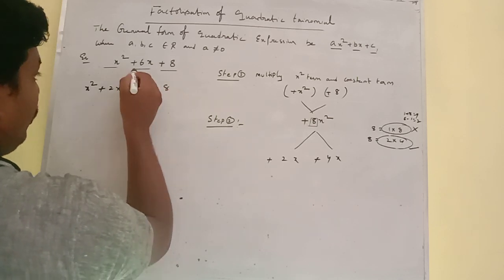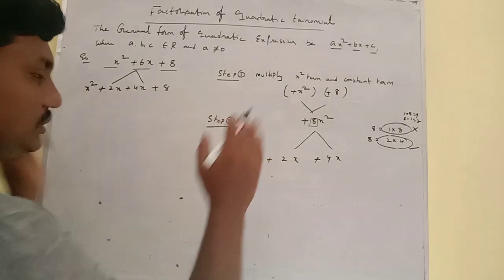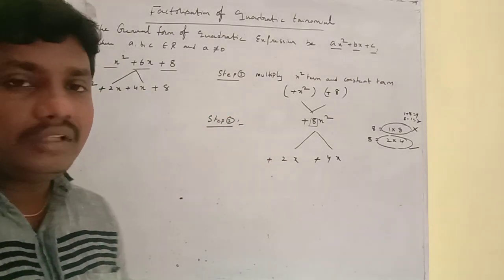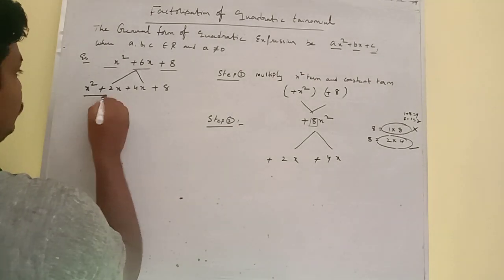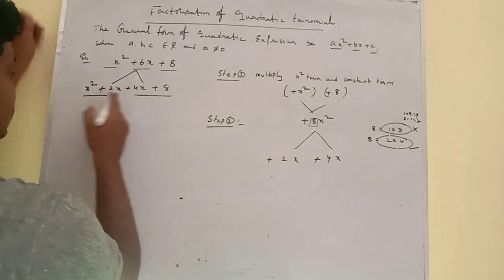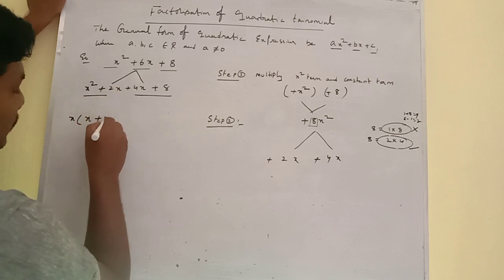plus 8. Now we are splitting the middle term into two terms. By splitting the middle term, it is now very easy. Now by grouping the terms, first group these two terms and group these two terms. Then x square and 2x: x has been taken, so the remaining x and 2 will be taken here.